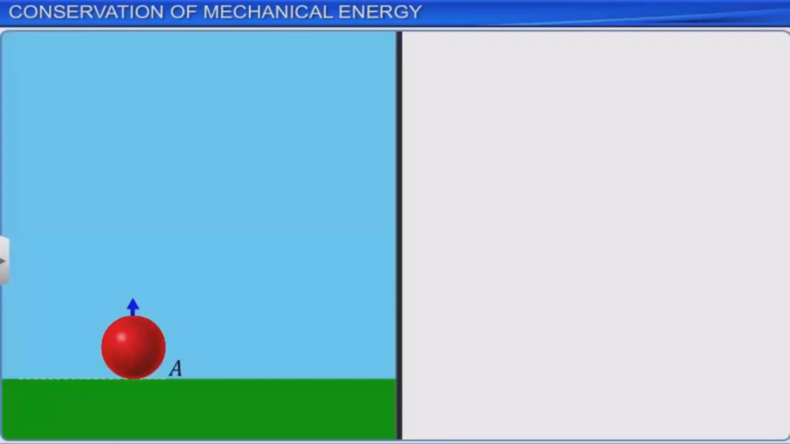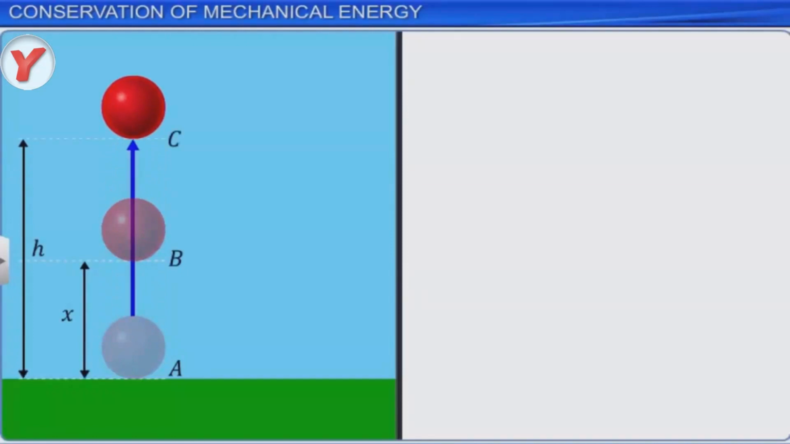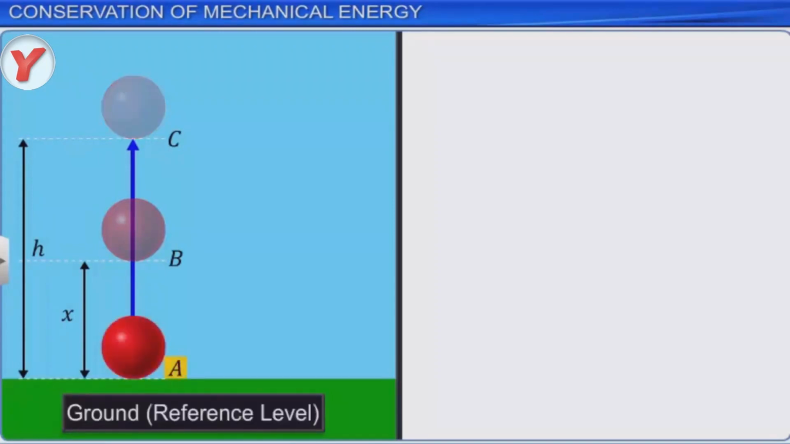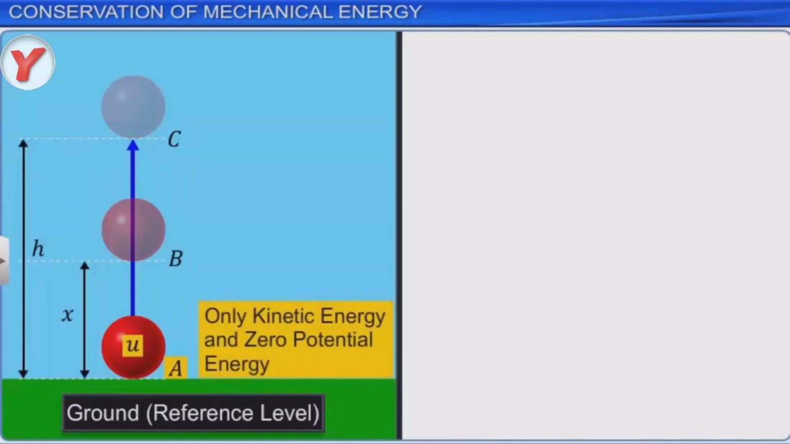Let's understand this with an example. Let's throw a body vertically upwards. In this example, we assume that the potential energy is only due to gravitational force, and we take the ground level as the reference level. The body thrown vertically upwards with velocity u has only kinetic energy at A and zero potential energy at A. Its total mechanical energy is expressed by half m u square. Let this be equation 6.